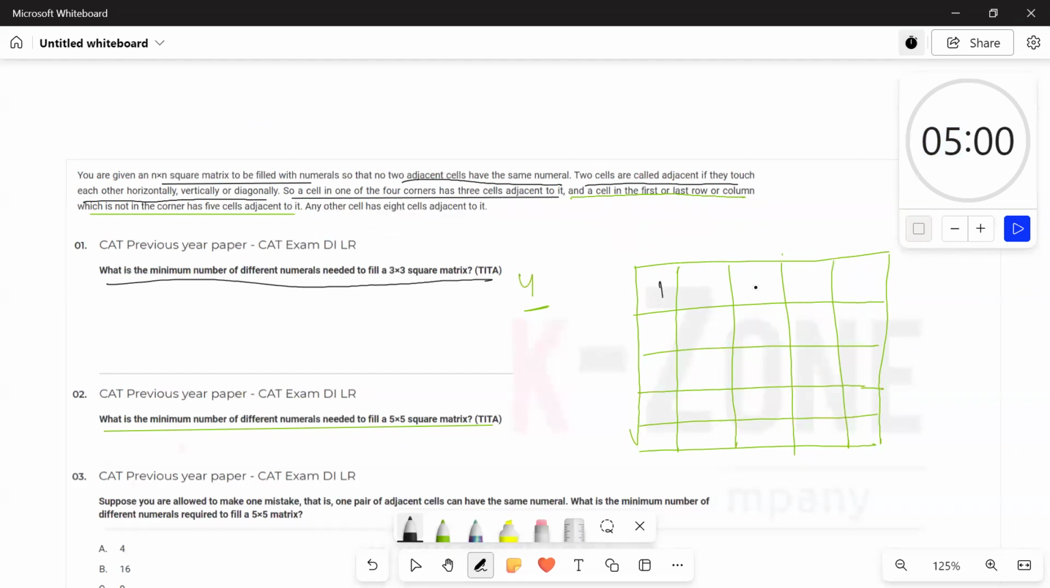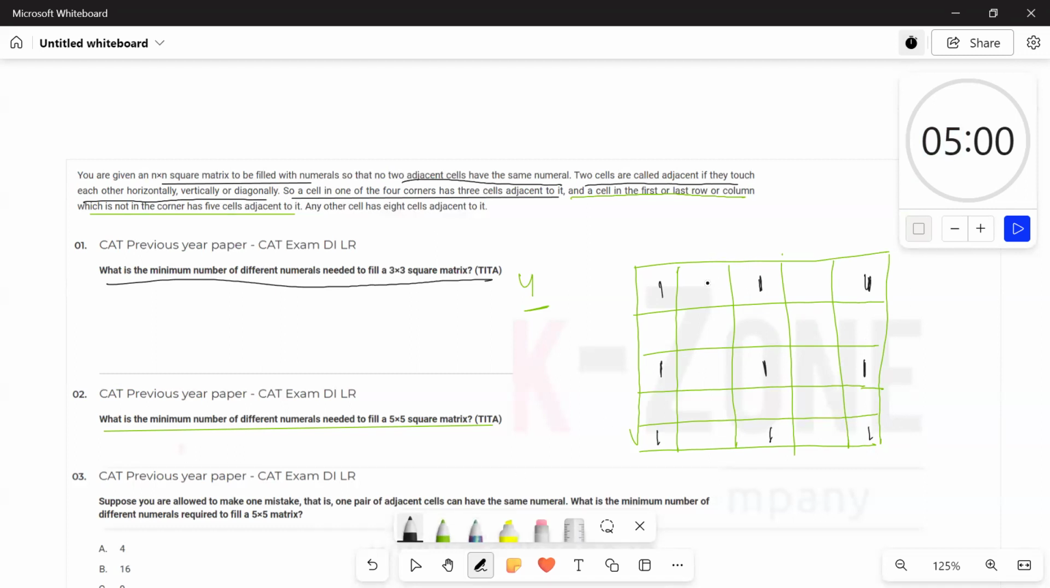This one cannot be 1. So this can be 1. This can be 1. This can be 1. This can be 1. This can be 1. This, and this. This will be the maximum number of ones we'll have, which are not adjacent to each other.